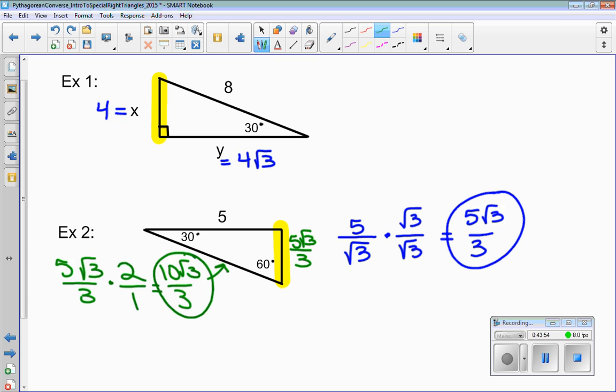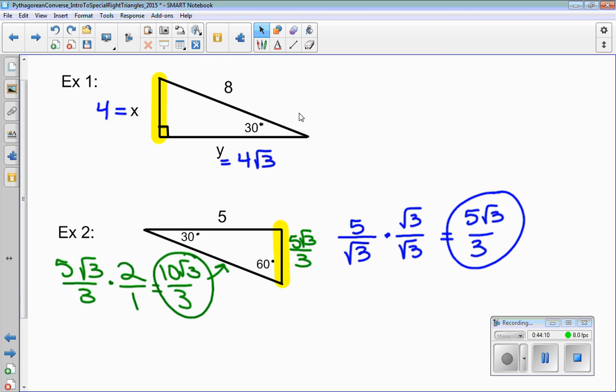So special right triangles do a lot with geometry, but they also do a lot with algebra. Being able to remember how to multiply fractions, how to deal with radicals, divide by radicals, get rid of the radicals in the denominator, etc.